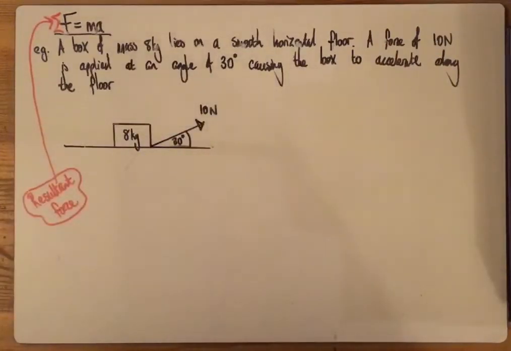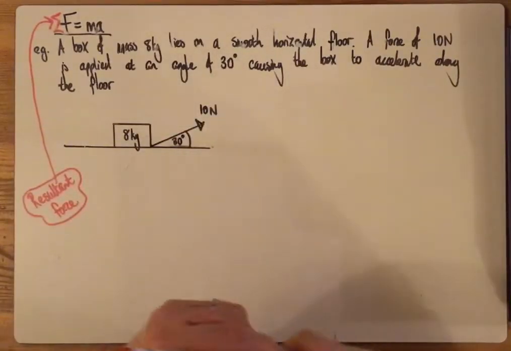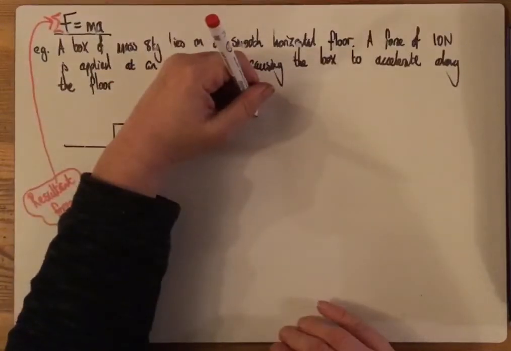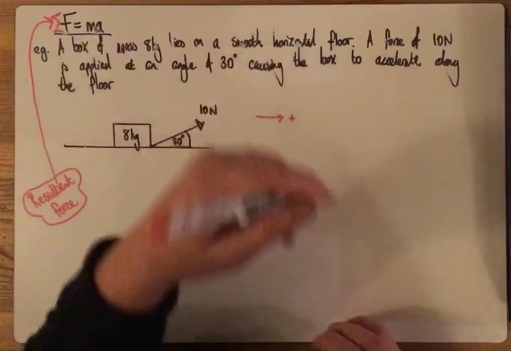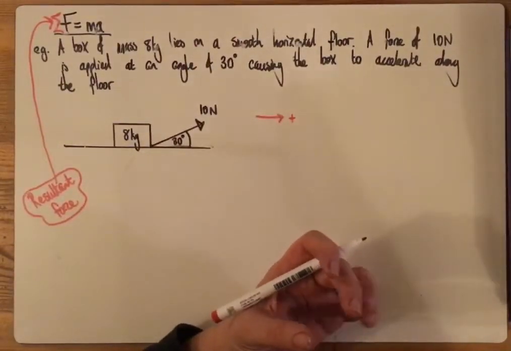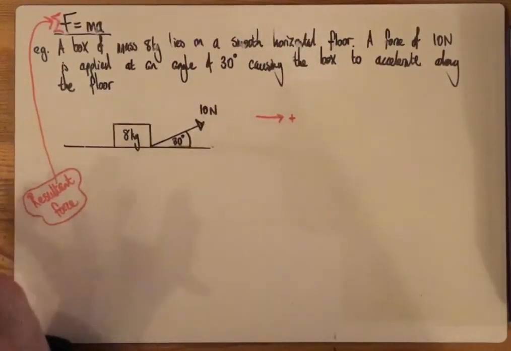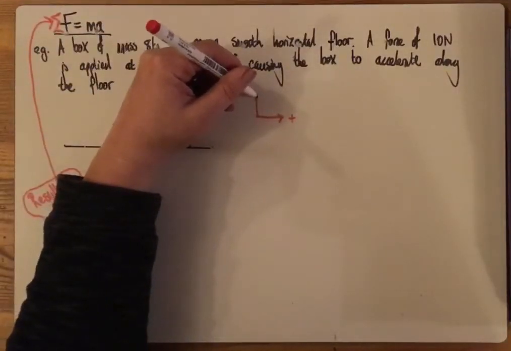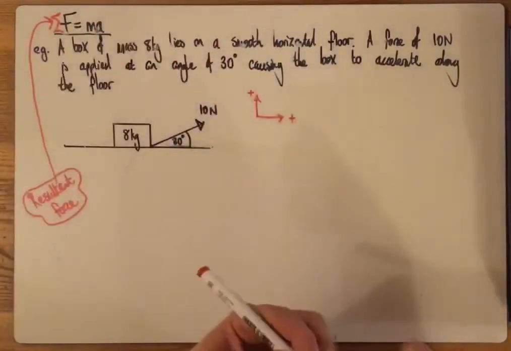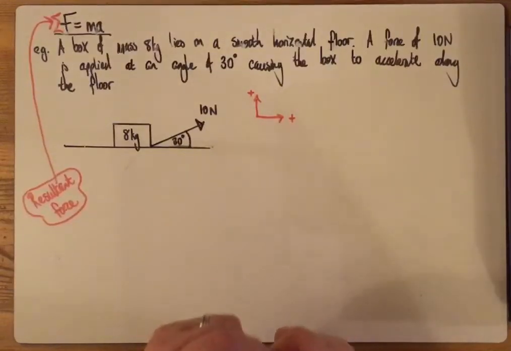So when you're deciding which way to resolve your forces, you want to be resolving in the direction of motion and make that your positive direction. And that just makes mechanics so much easier. And then I also need a perpendicular direction, and I'm going to take up as being positive. It's kind of what you'd expect to do, really.